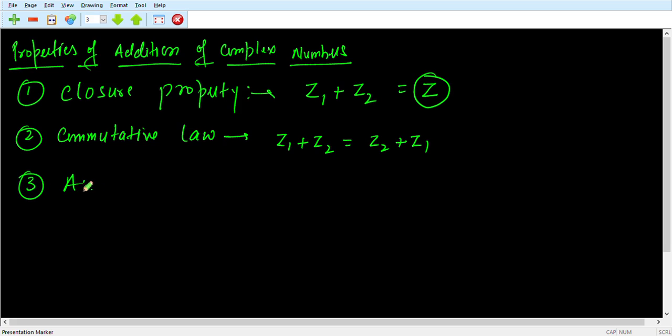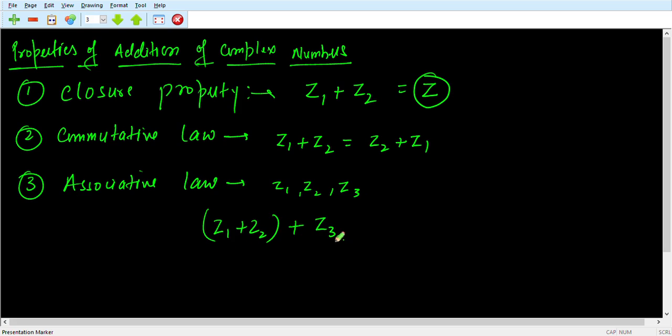Third point is associative law. Associative law says, let us suppose I have three different complex numbers z1, z2 and z3. Then z1 plus z2, and the result is going to be added with z3, will be equal to z1 added with the result of z2 plus z3. For the verification of associative law, you can choose three different complex numbers.